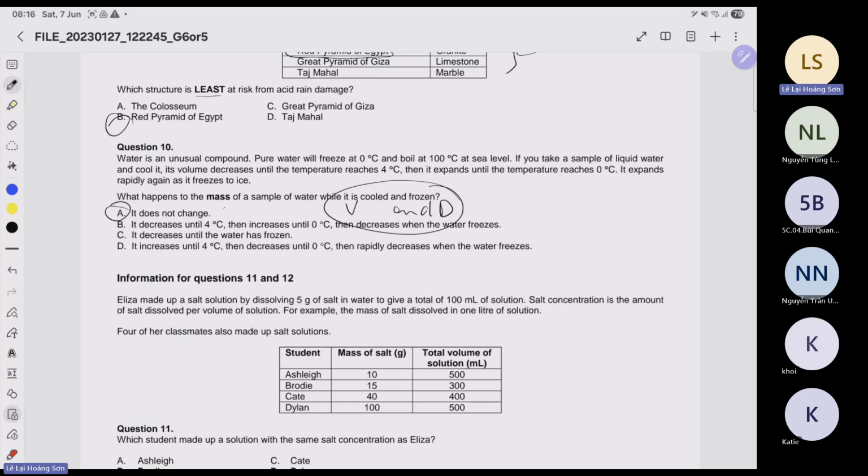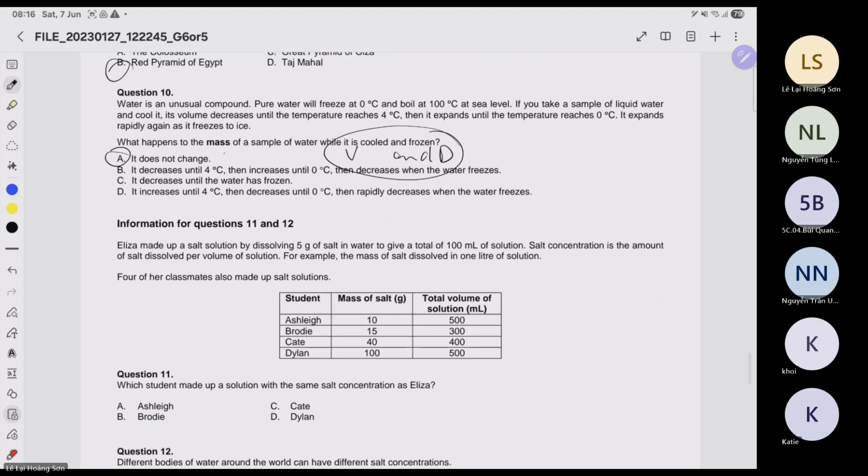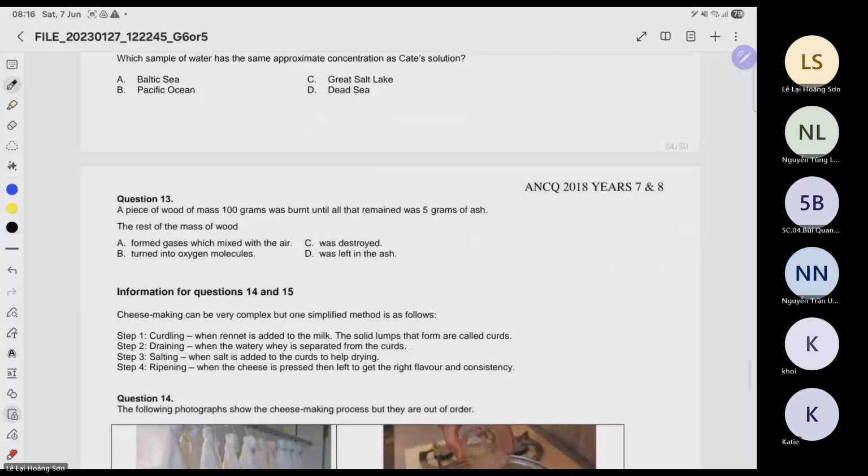Moving on to question number 13 and 14. A piece of wood of mass 100 grams burned until 5 grams of ash remain. The rest of the mass of the wood, well, when you burn wood, you burn it into CO2, water and ash. You cannot destroy matter. It will just turn into something else, maybe a gas, and the gas will just fly out, right? So it's going to be A.